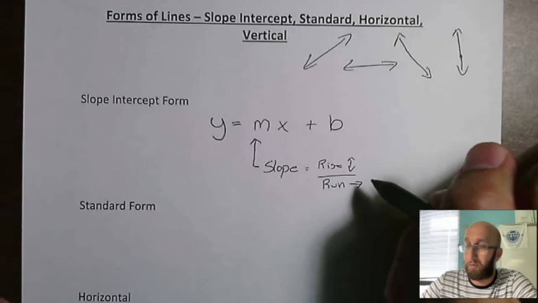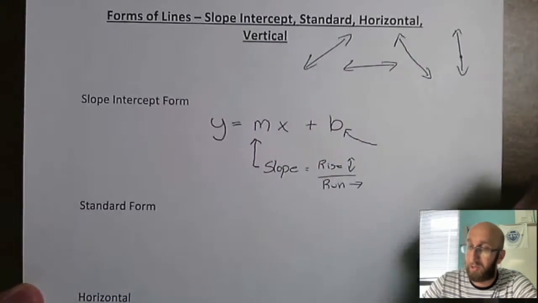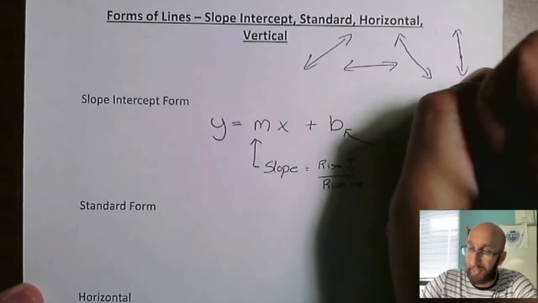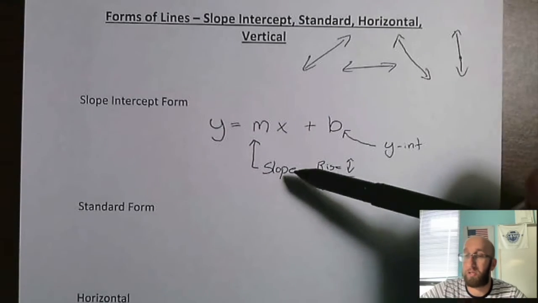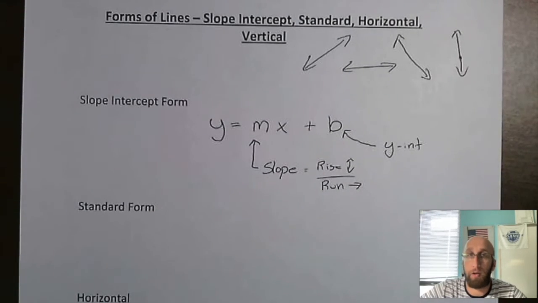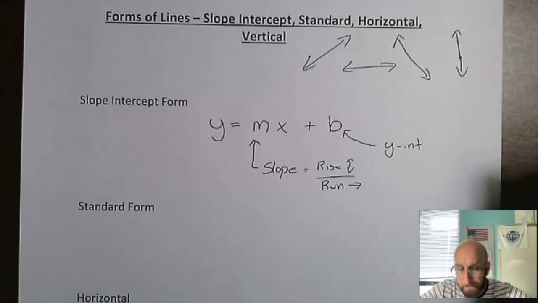So rise over run. The b, the number in the equation that's by itself, is the y-intercept. So when you're given the equation of a line in slope-intercept form, it's very convenient because you can quickly pick out your slope, quickly pick out your y-intercept, and get to a graph pretty fast with just that information. That's why this one pops up so much.